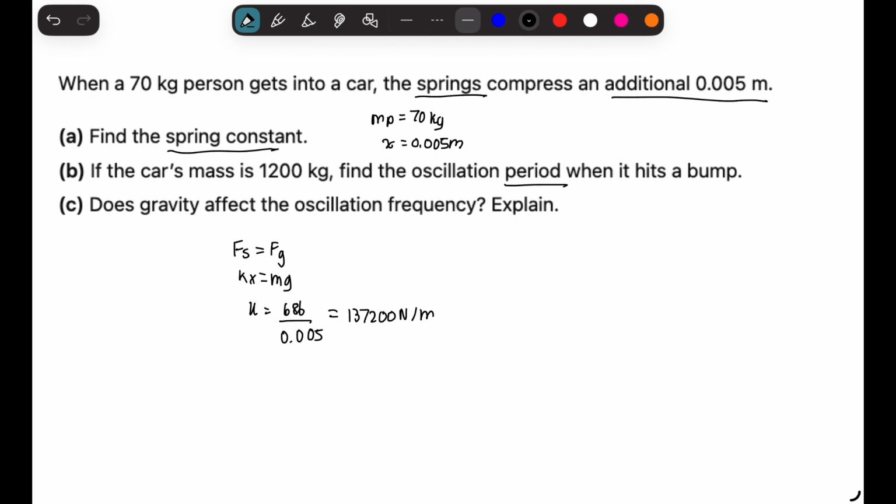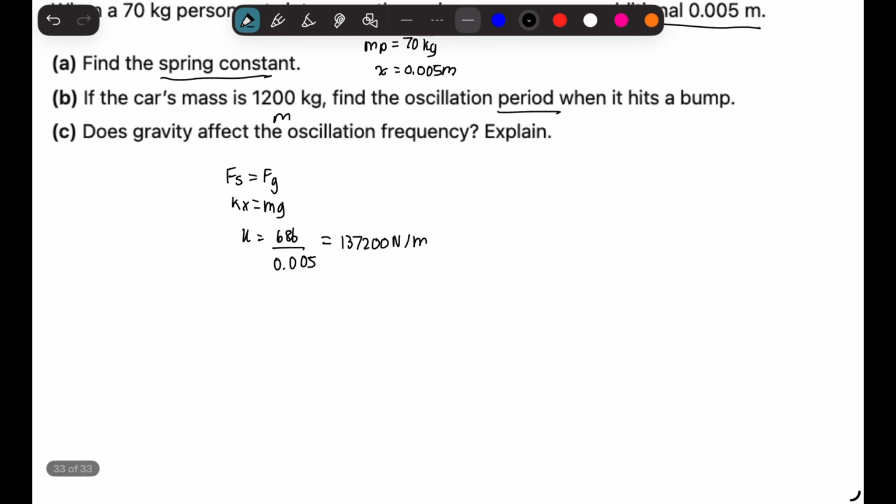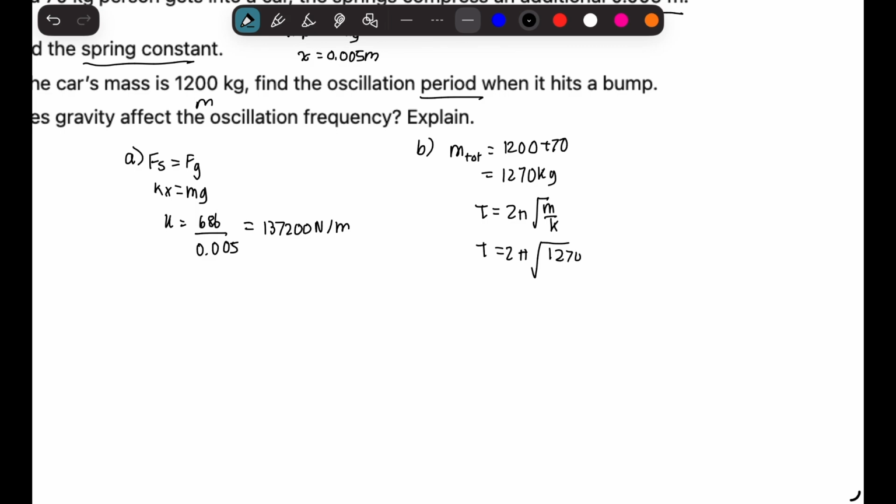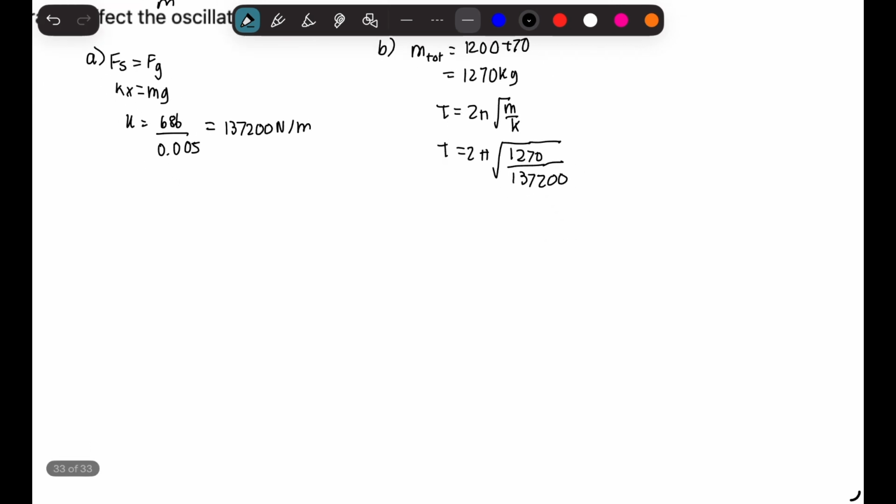Now we need to find the period of the oscillation when it hits a bump, and the mass is 1,200 kilograms. So for part B, you need to find the total mass like we did earlier. So that's 1,200 plus 70, 1270 kilograms. T is 2 pi root of m over k. T is, now we're going to have 2 pi times root of 1270 over 137,200. Now T is equal to 0.604 seconds.